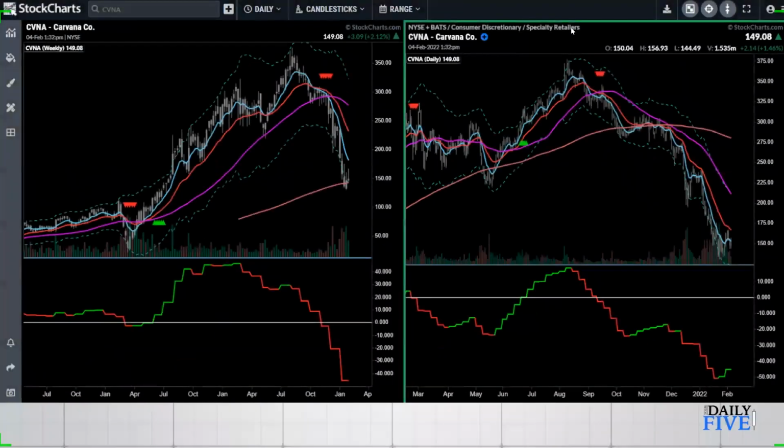Now we come over here to Carvana, another one I wanted to show you. We've got the weekly chart on the left. Once again, there's the Moxie price trigger happening just before price really rolls over. You can see that's when the Moxie indicator went from positive to negative as it crossed below the zero line. And then you can even see here on the daily chart, well before that, the Moxie indicator was also doing the same thing.